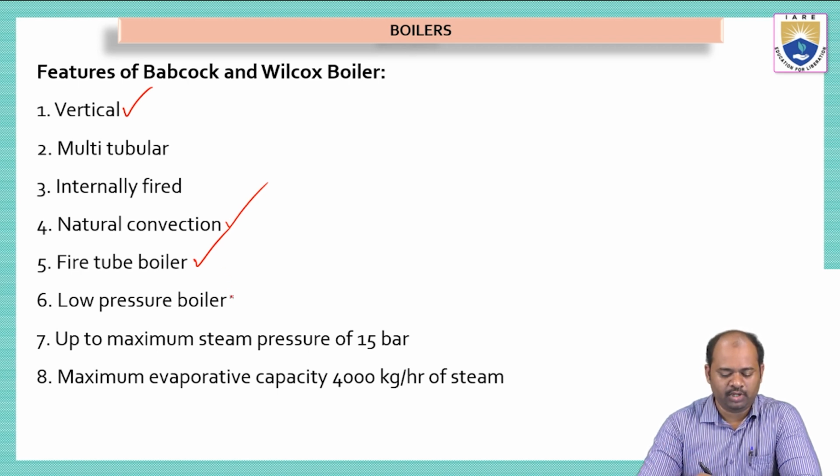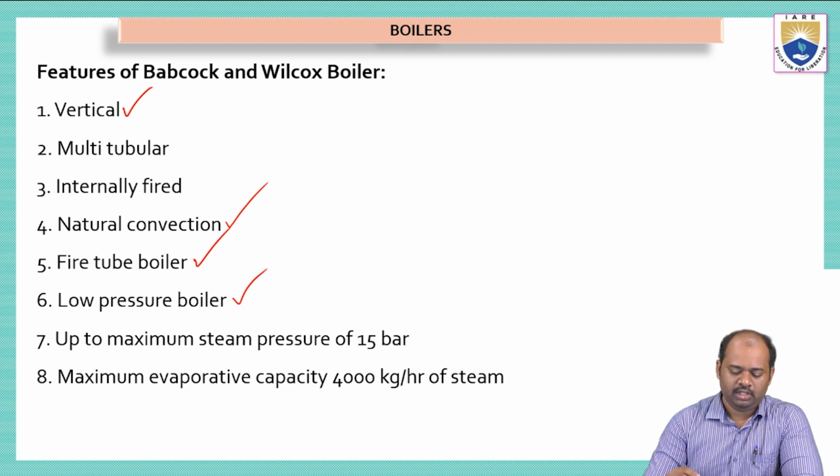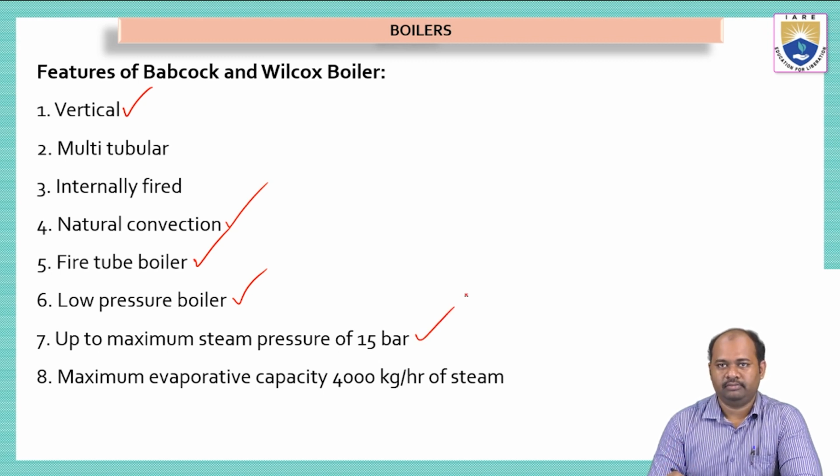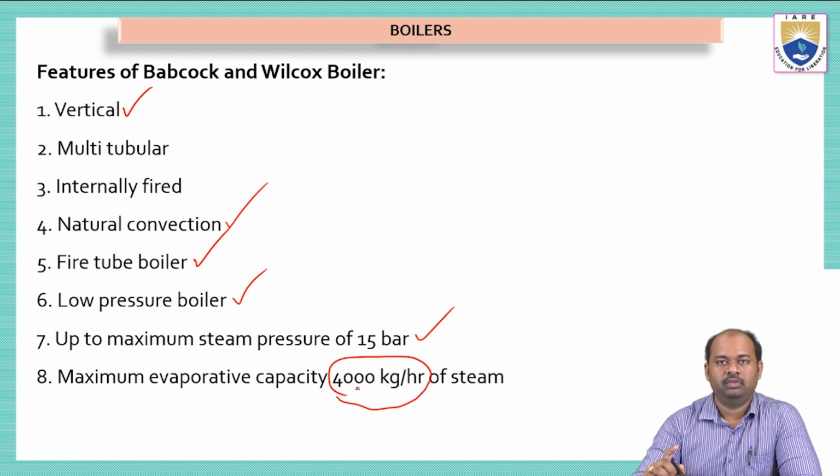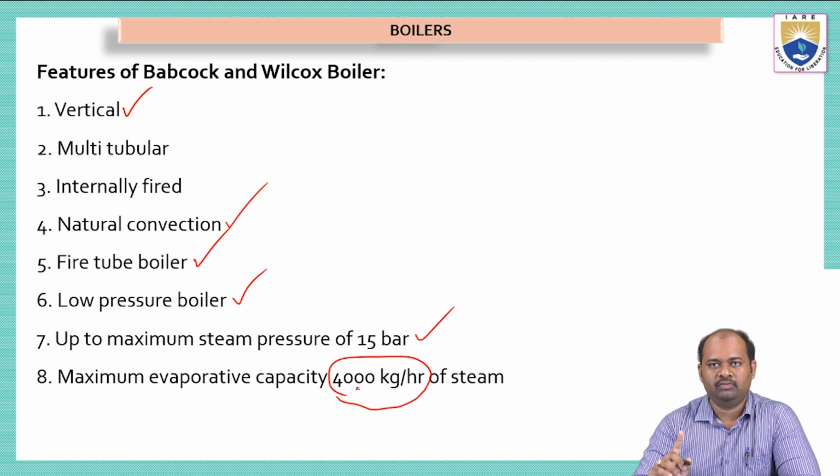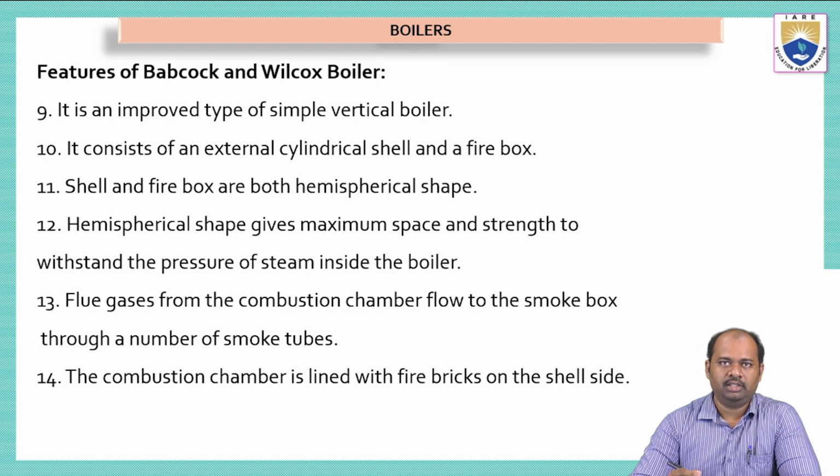So it is a fire tube boiler, and this is also a low pressure boiler. It can produce steam up to a pressure of 15 bars, and the capacity of this boiler is 4000 kg per hour. So per 1 hour it can produce 4000 kilograms of steam. Okay, so these are the features of this boiler, and some more features are there.